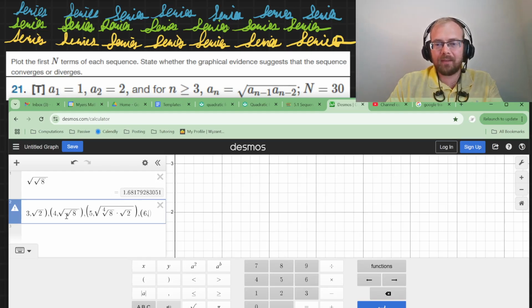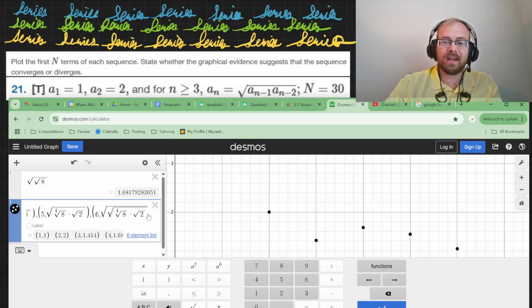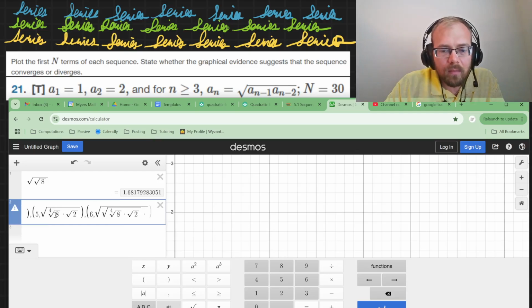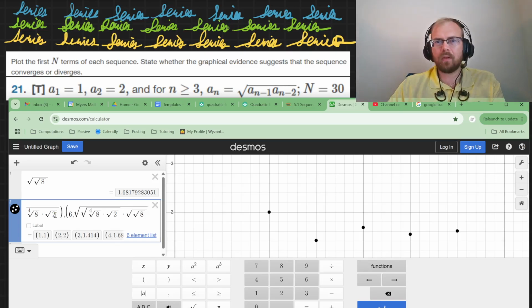So the next one is going to be 6, and then it's going to be the square root of the previous term, which is this. Actually, you know what? Hold on. Work smarter, not harder. The previous term times the term previous to that, which was the square root of the square root of 8. Copy. And paste. There we go. Oh, why did my screen get brighter all of a sudden?